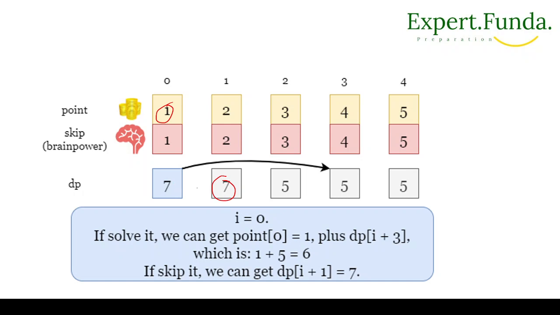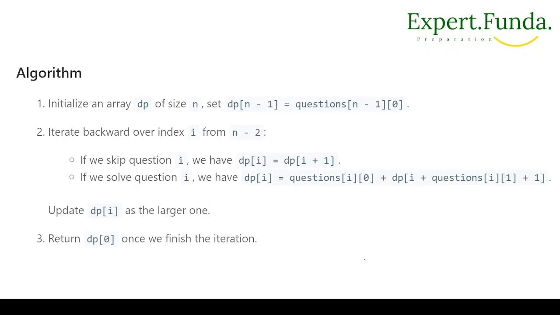Now the previous point, which at I plus 1 is 7, and previous is 1 plus 5, because I plus 3 is 5 we have, and here the point we have is 1 at 0, so we will get 1 plus 5, which is equal to 6. Now we can get dp at I plus 1, which is nothing but our 7, correct? So in this way we will go with backward iteration.